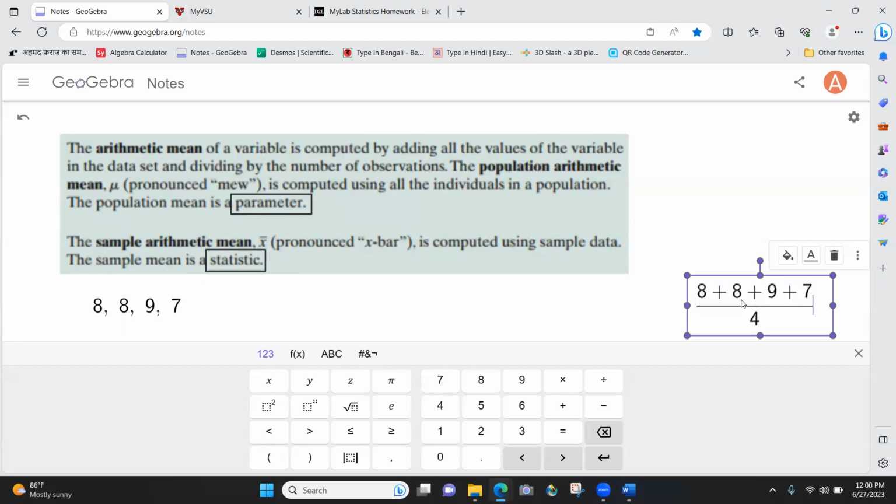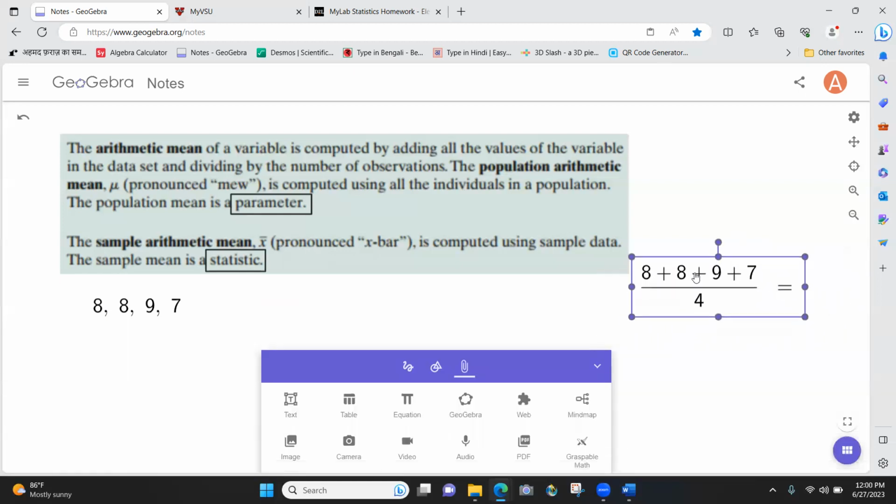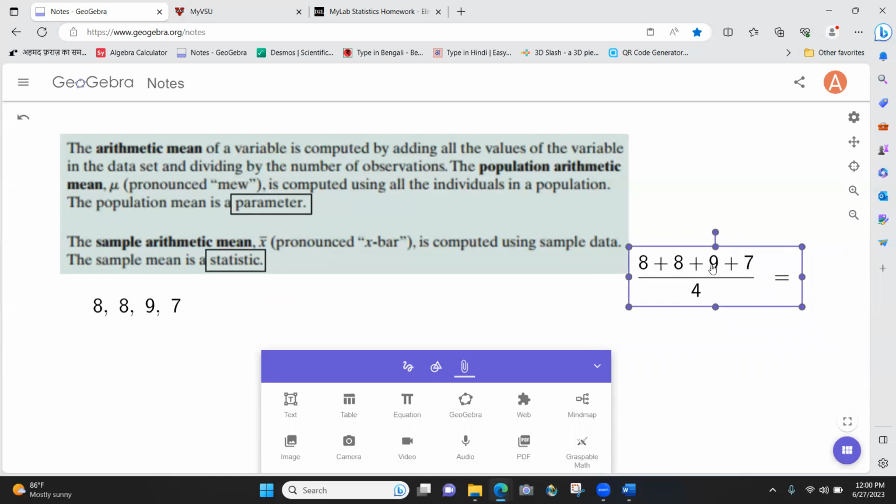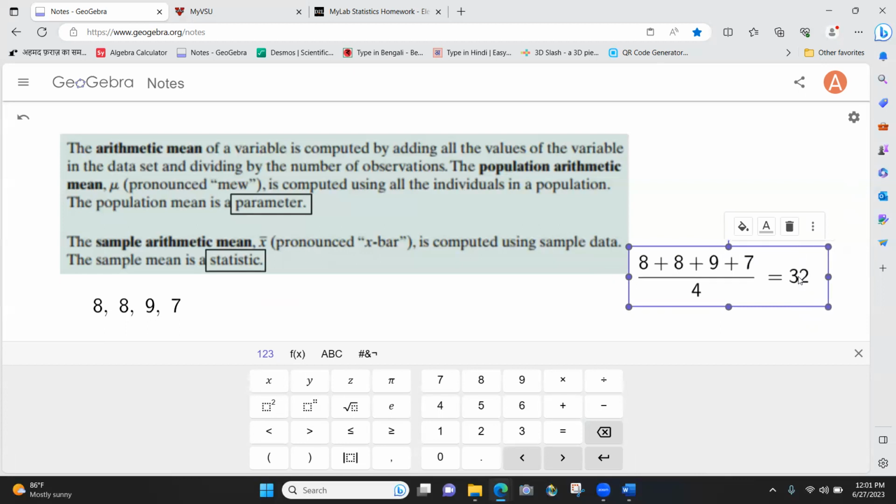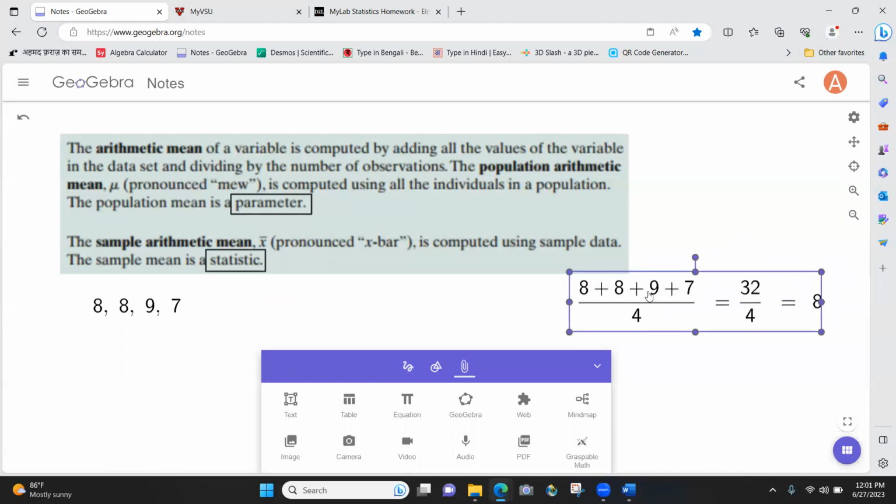Okay. Now, let me go ahead and find the answer. So it's going to be 16, 25. I think it's 32. I'm going to check it again. 9 plus 7 is 16. Yeah. So it's going to be 8. So that's how we find the arithmetic mean.